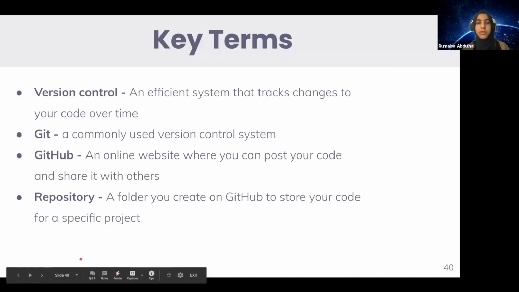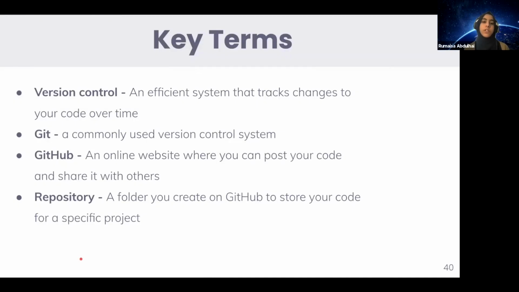And these are the terms that we learned today. So version control is just an efficient system. Efficient means it is very fast and very useful. So an efficient system that tracks changes to your code over time. You're able to see when you made changes to your code, who made the changes, why you made the changes, right? All of that you're able to see with version control.